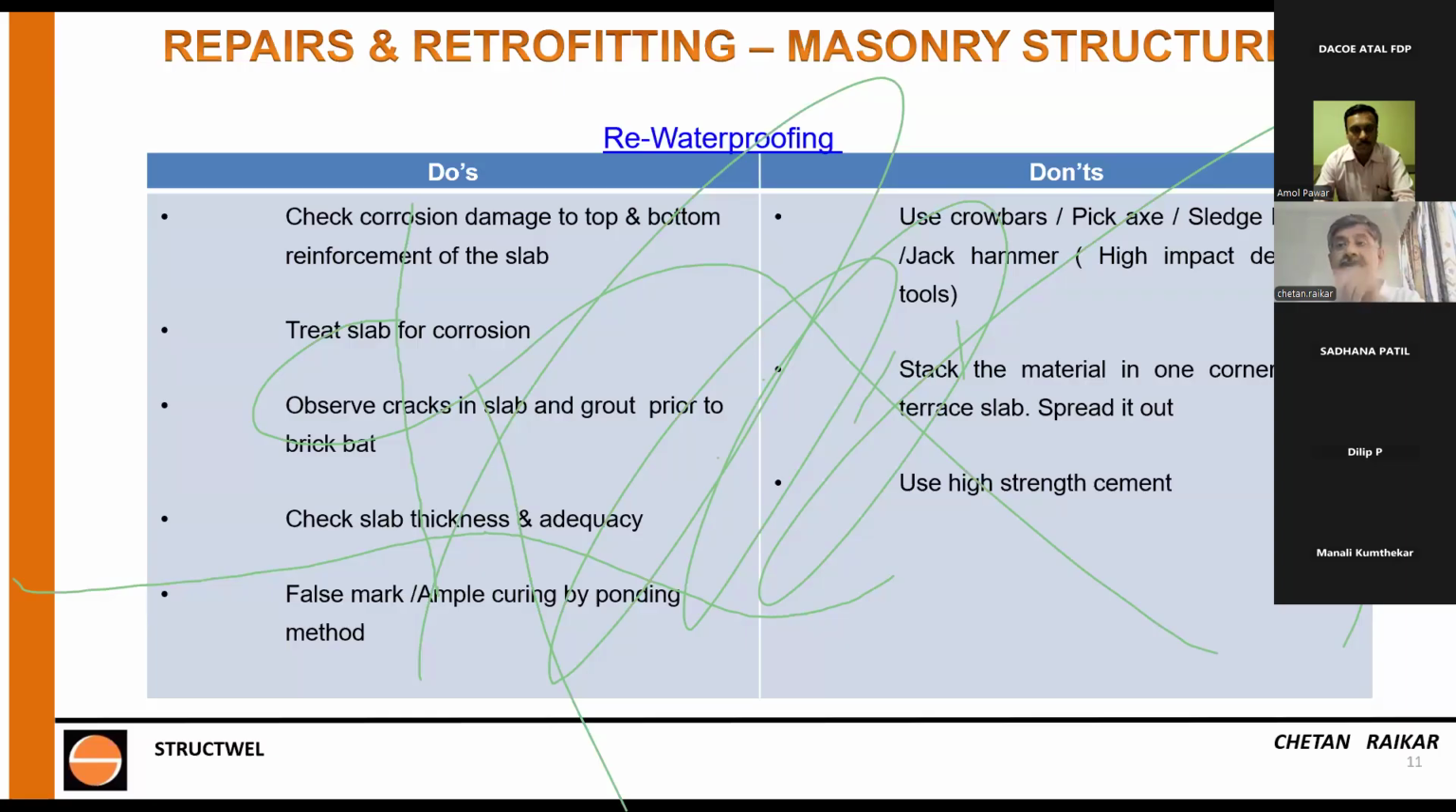False marks is the marking that we provide on the top of IPS with a nylon rope. Earlier in my olden days, we used to use rassi, coir thread. But nowadays we use nylon rassi, and those false marks have to be at least 3 to 4 mm deep.